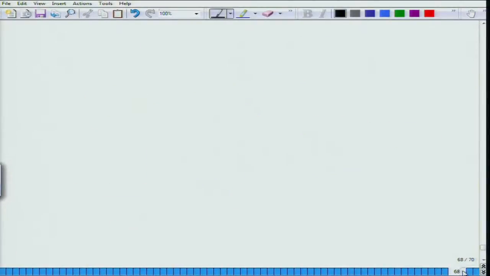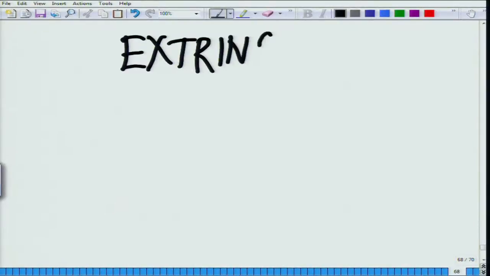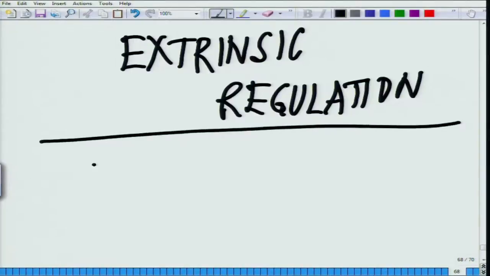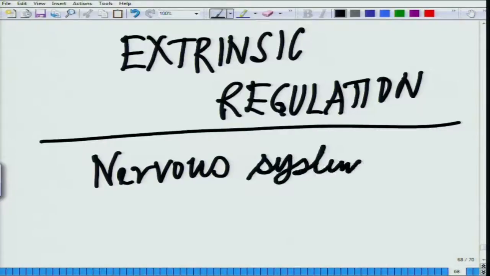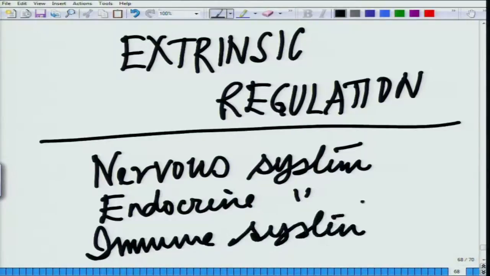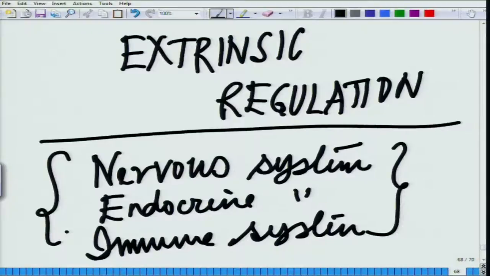There is another mode of regulation that is called extrinsic regulation. Extrinsic regulation is the one which I discussed in the first class, which is taken care of by the nervous system, where the cell or the individual system depends on the nervous system, the endocrine system, or the immune system. These are the three systems which take care of extrinsic regulation.